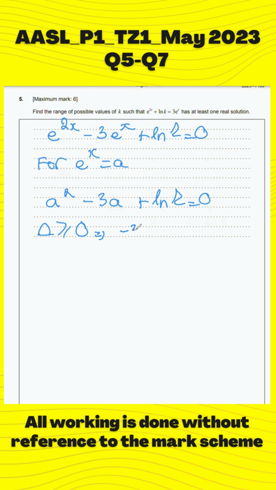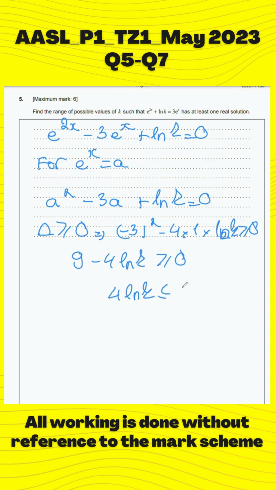So we will have negative b squared minus 4ac must be bigger or equal to 0. So 9 minus 4 ln k must be bigger or equal to 0. So 4 ln k must be smaller or equal to 9. So ln k must be smaller or equal to 9 over 4. So from that, k must be smaller or equal to e power 9 over 4 and bigger than 0, because the condition of k is bigger than 0.